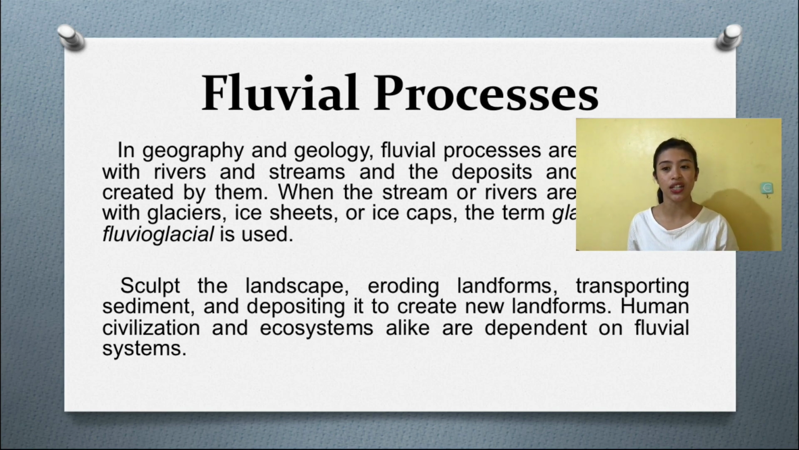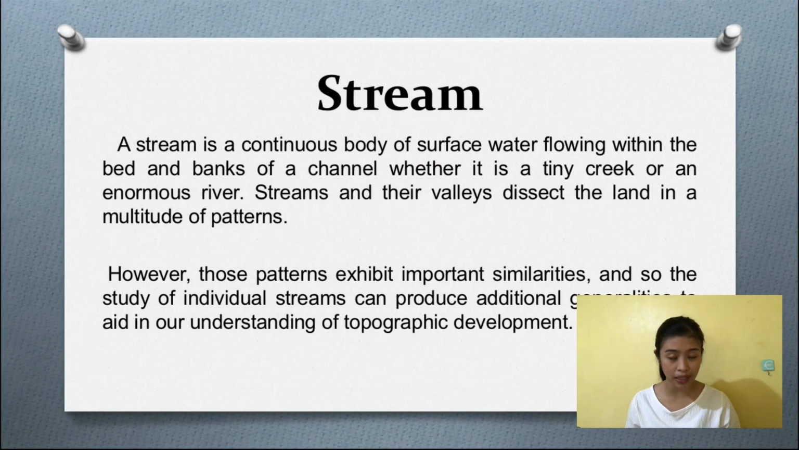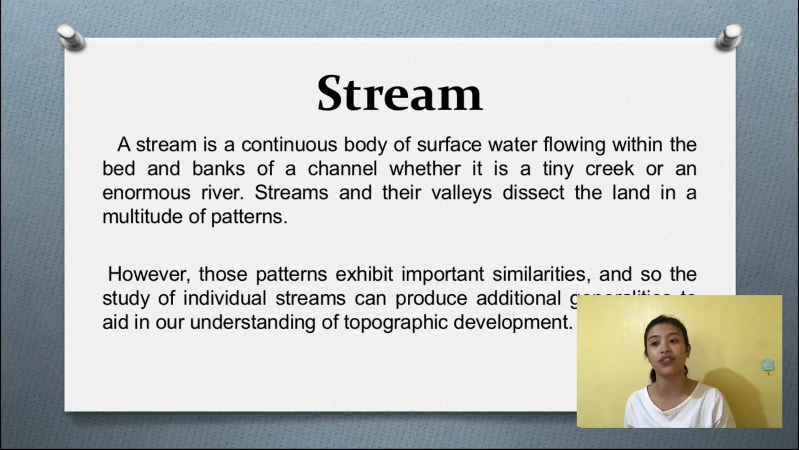Human civilization and ecosystems are indeed dependent on fluvial systems. We are all familiar with the word stream, right? A stream is a continuous body of surface water flowing within the bed and banks of a channel, whether it is a tiny creek or an enormous river.